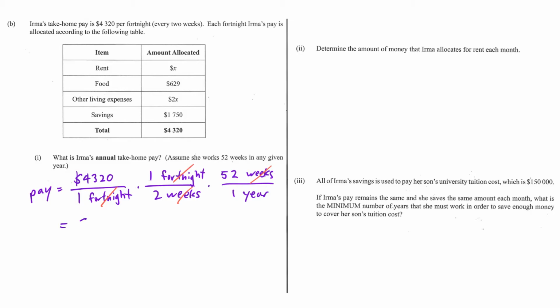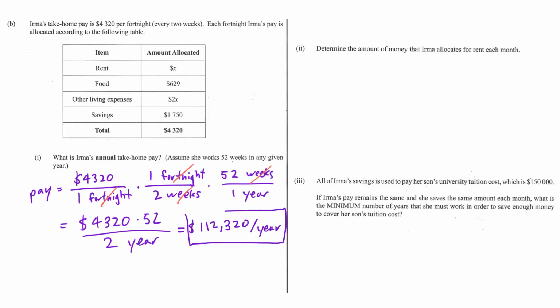Computing this, we have 4,320 times 52 in the numerator and 2 year in the denominator. Combining the numbers together, we multiply 4,320 by 52, then divide by 2. We end up with $112,320 per year. So that's her annual pay.